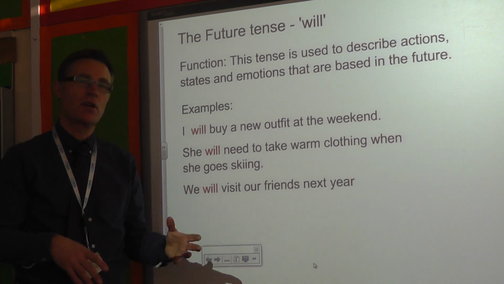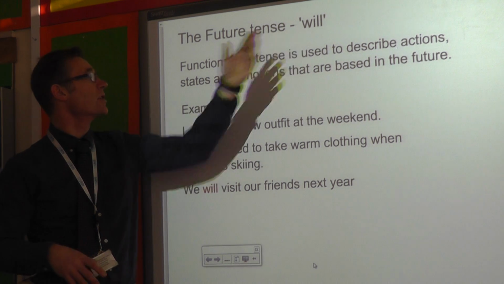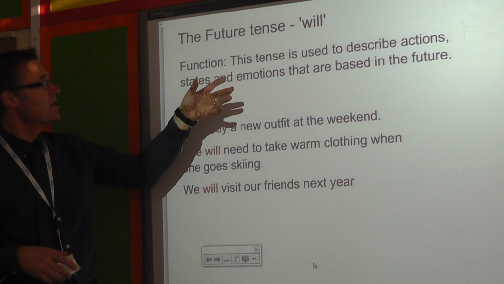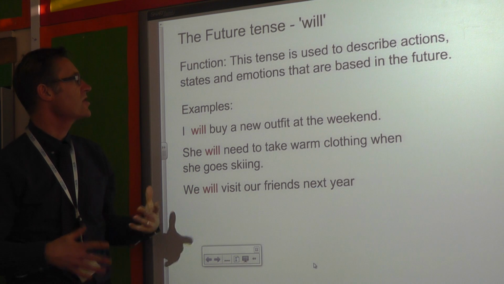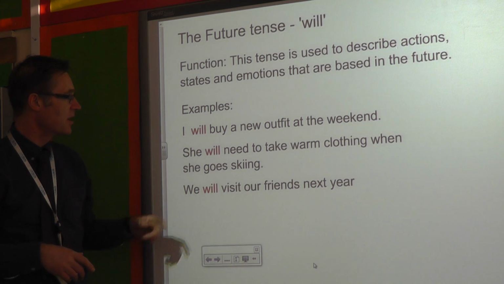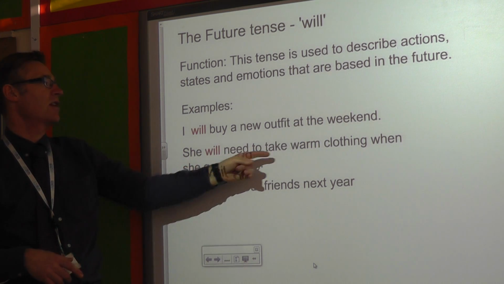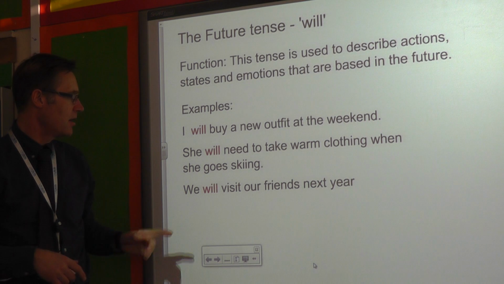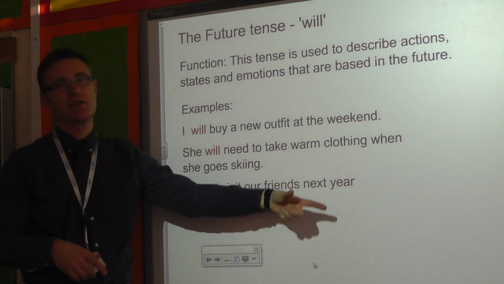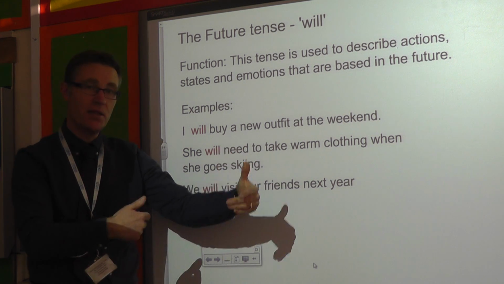This afternoon we're going to look at the idea of the future tense using will. So the function: this tense is used to describe actions, states and emotions that are based in the future. Some examples in English: I will buy a new outfit for the weekend. She will need to take warm clothing when she goes skiing, and we will visit our friends next year. So these are all things which will happen in the future.